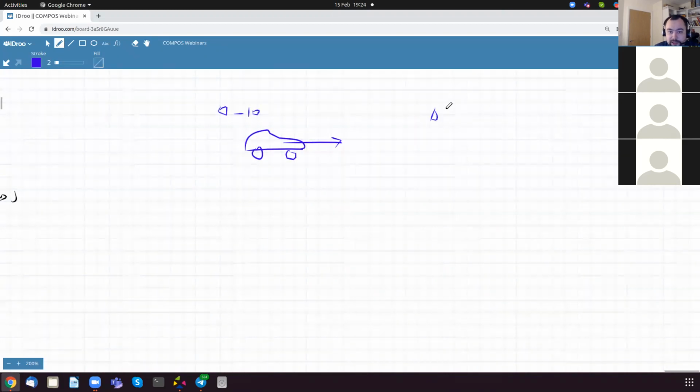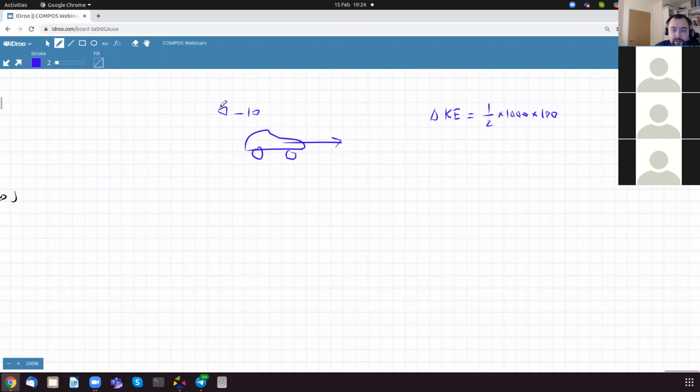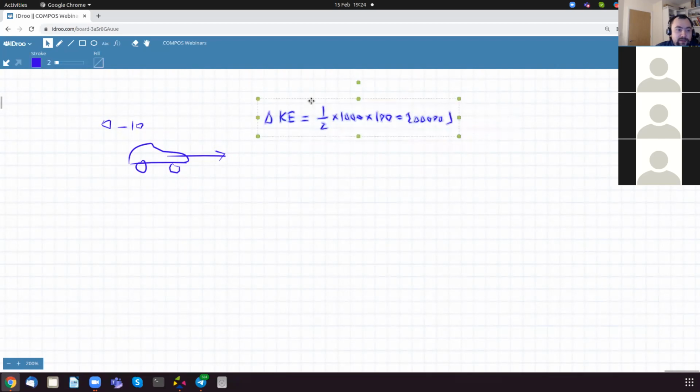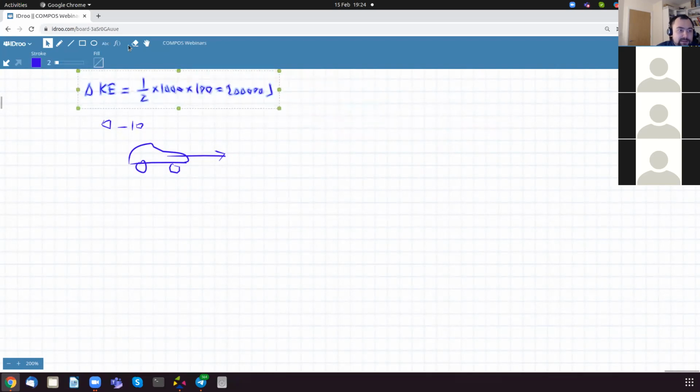The change in kinetic energy, and let's say for a car of 1,000 kilograms, this is going to be half times 1,000 times 100. Yeah, times 100. So that's what, 500,000 joules. Now, from the point of view, so the change of the kinetic energy of the car is that.